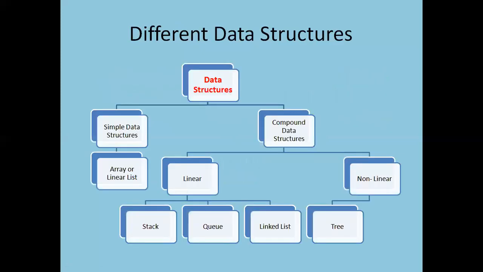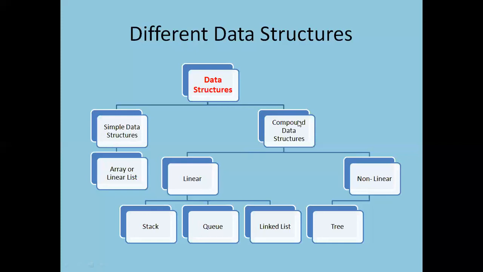So data structure is mainly divided into two types: simple data structures and compound data structures. What we have learned so far in our classes, mainly we deal with array or linear list, and we know that in Python it supports not only lists but other data structures like tuple, sets and dictionary as well. Here though I've mentioned only array or linear list, Python supports other types of data structures as well. As I mentioned, tuple, sets and dictionaries all come under simple data structure.